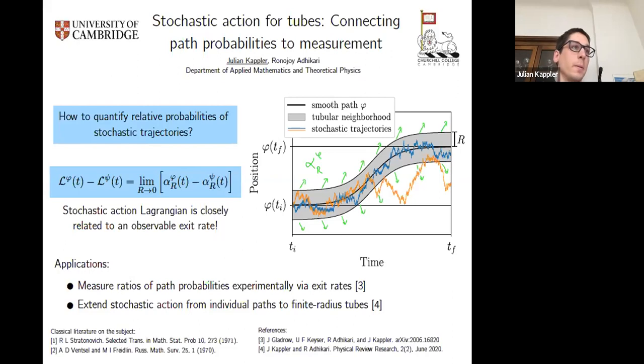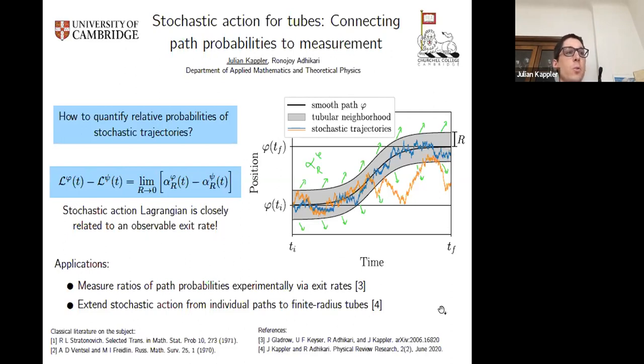but there are a lot of them that, of course, leave at some point, like the orange one. The probability to remain inside this tube can be characterized by the exit rate with which stochastic trajectories leave for the first time. This is indicated by the green arrows. The interesting thing here, in the equation on the left-hand side, is the exit rate for asymptotically small tubes. If you shrink the gray area down to radius 0, then the difference in exit rates is related to the stochastic action Lagrangian, which is known to characterize ratios of path probabilities.